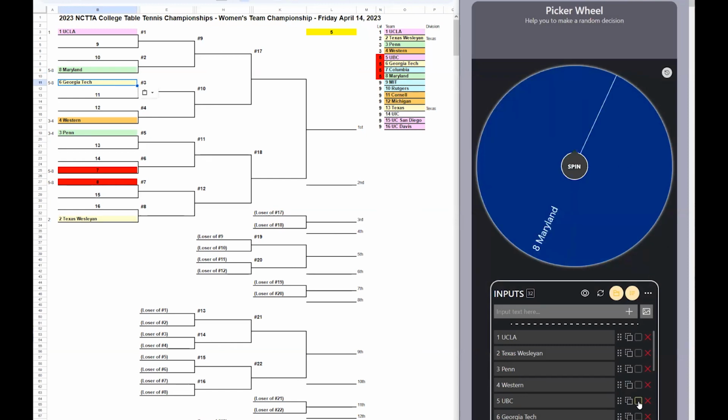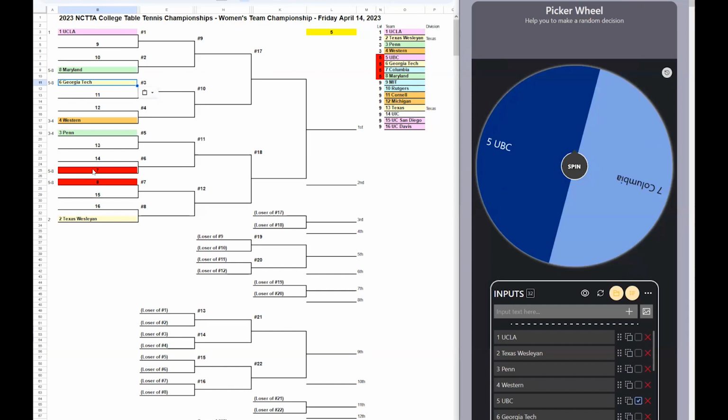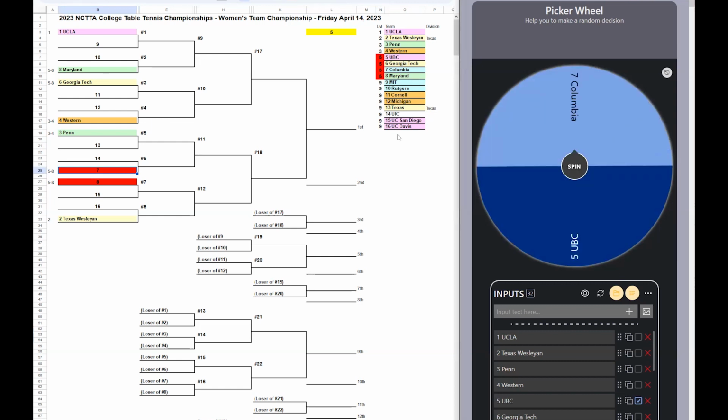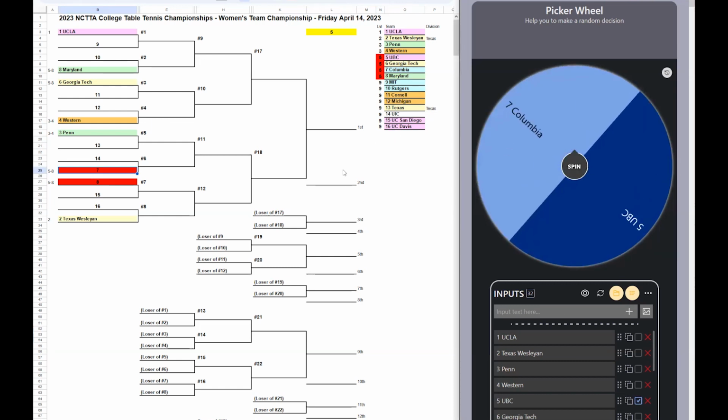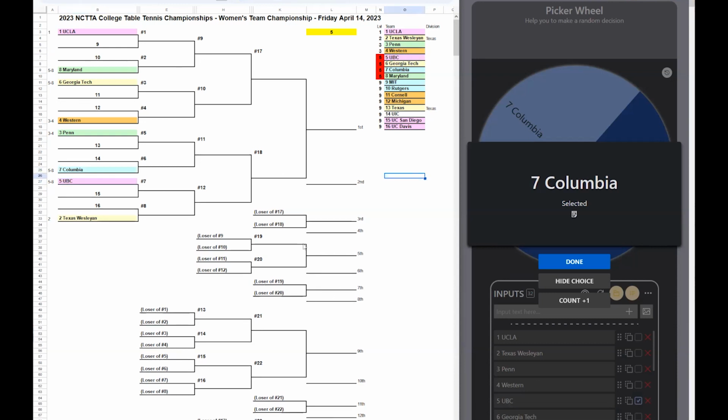So our 2 remaining teams are UBC and Columbia. So UBC and Columbia are drawn into these 2 positions. We'll decide who takes position 7. Columbia. That means UBC takes position 8. Okay.